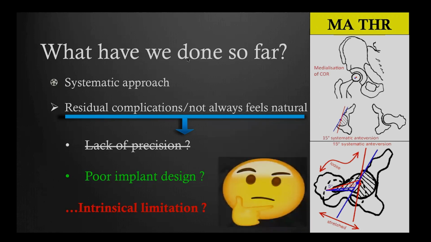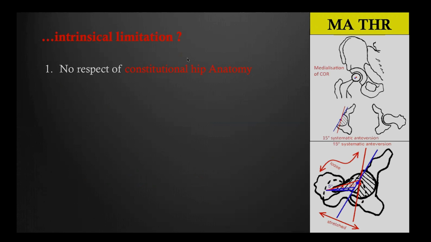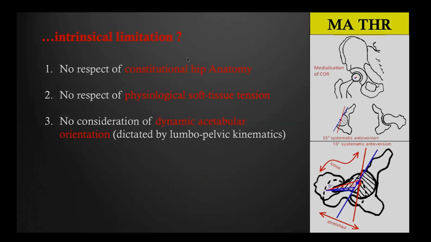And this is because there are some intrinsic limitations in this systematic mechanical alignment technique. First, it does not reproduce the constitutional hip anatomy, nor the physiological soft tissue tension. And it does not consider the dynamic orientation of the acetabulum.